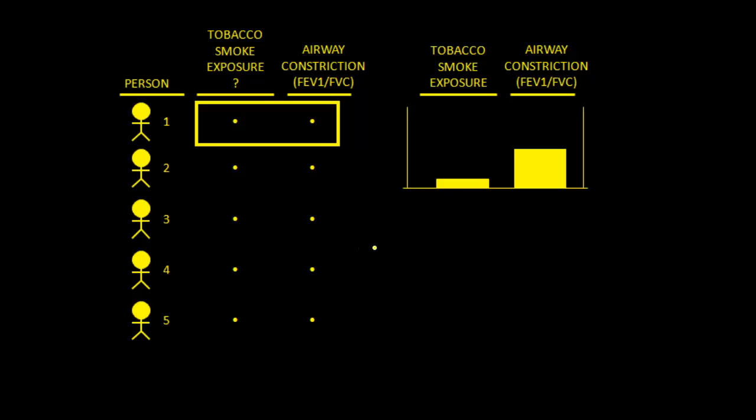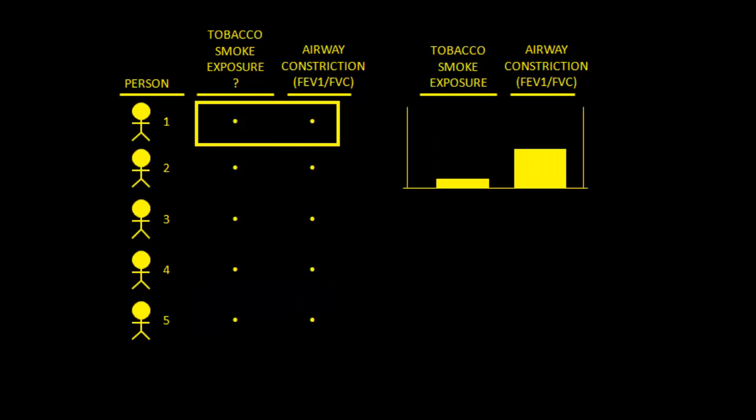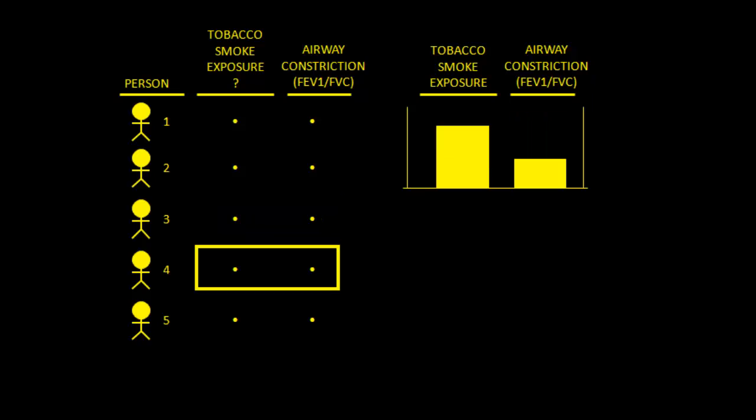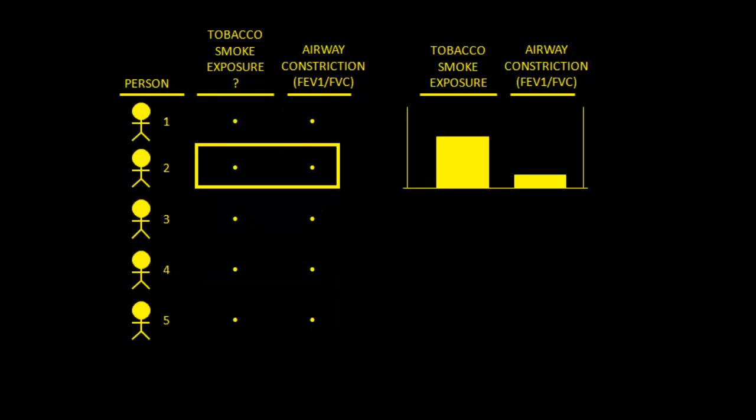And so what we're going to be doing is looking for patterns in the data. What we'd expect to see with these kinds of variables is that as the tobacco smoke exposure is higher, we would have a lower FEV1 to FVC ratio, because the tobacco smoke exposure is having a causal effect to increase airway constriction.